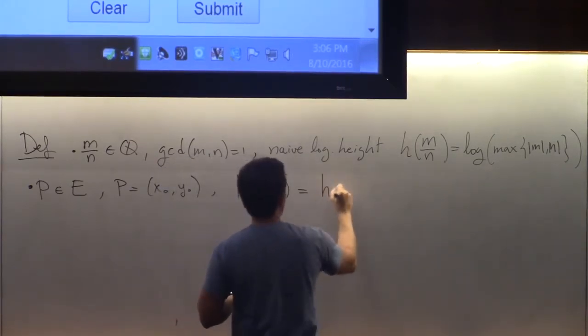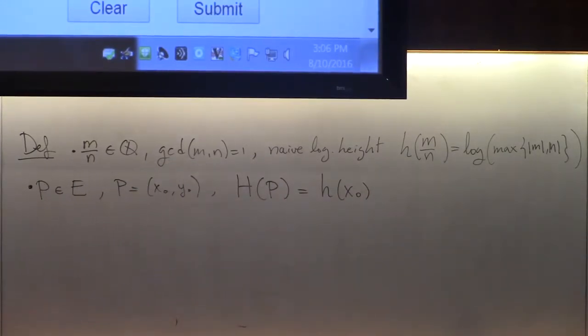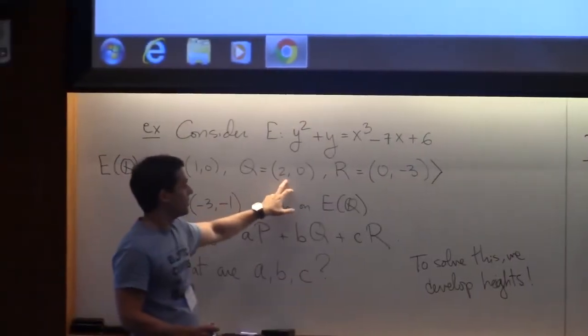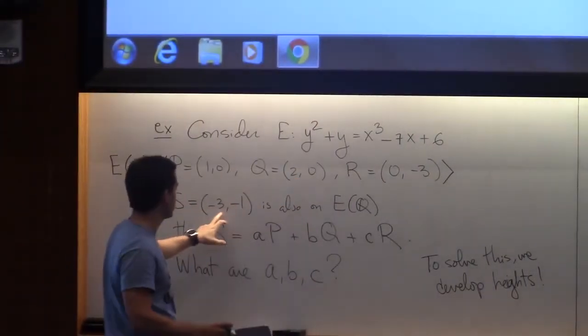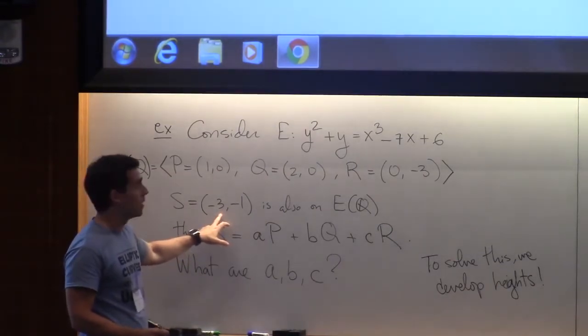So it is h of the x coordinate. That gives you an idea of how big a point is or how small a point is. So that naive height tells me that the height of this point is log of 1. The height of this point is log of 2. The height of this point is log of 3.